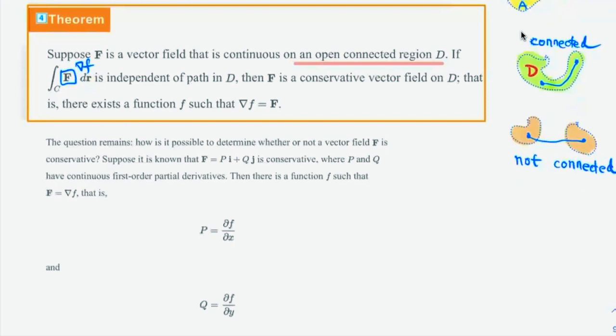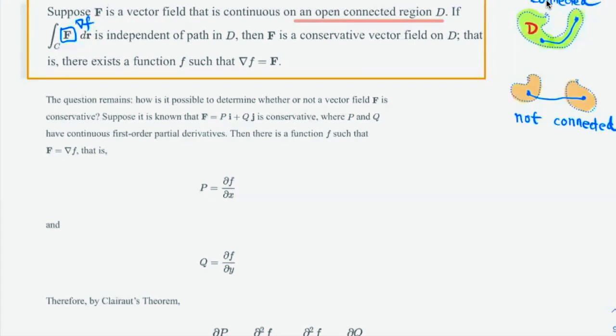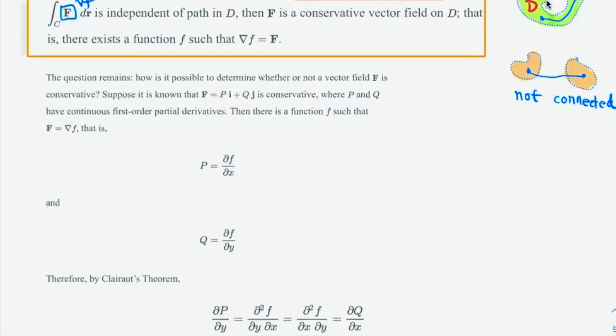So the question here is, how can we know this big F function is conservative? In other words, how can we know this big F function can be written as the gradient of a scalar function small f? Well, if the big F function is equal to the gradient of the small f function, and this is in R2, we can write big F as Pi plus Qj, where P and Q have continuous first order partial derivatives. So what does it mean? That means if you take the partial derivatives of P and Q, then the partial derivatives will be continuous. Then if the big F function is the gradient of f, then the small p here is the partial derivative of the small f function with respect to x.